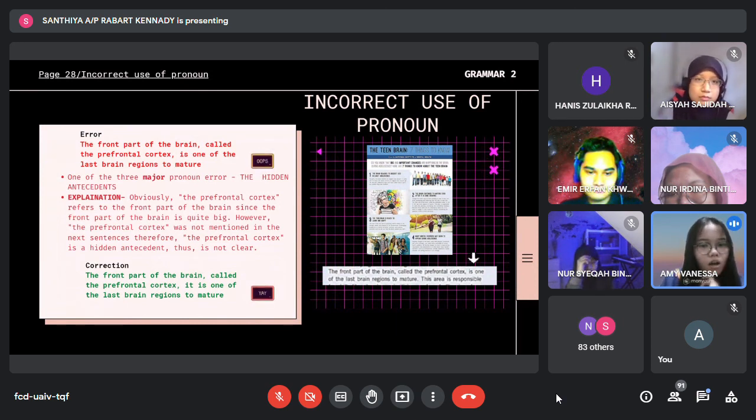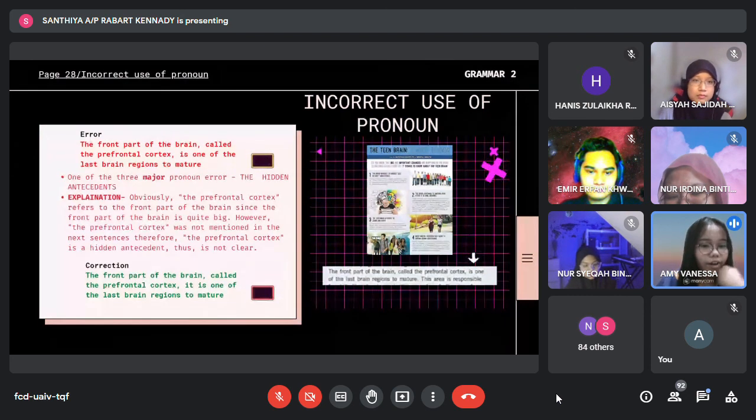Well, obviously, the prefrontal cortex refers to the front part of the brain, since the front part of the brain is quite big. However, the prefrontal cortex was not mentioned in the next sentence. Therefore, the prefrontal cortex is a hidden antecedent. Thus, it is not clear. So the correct answer is the front part of the brain called the prefrontal cortex. It is one of the last brain regions to mature.